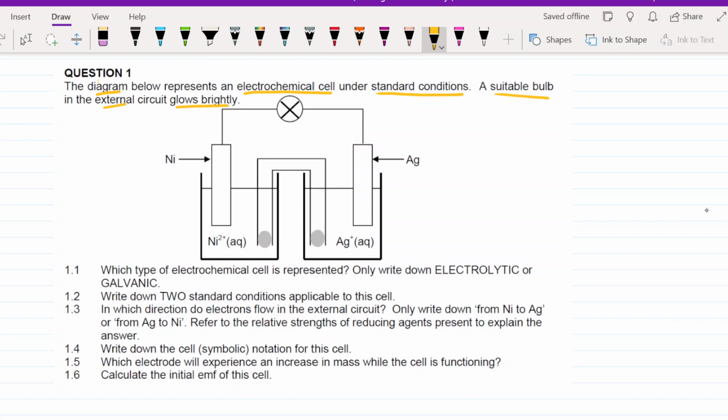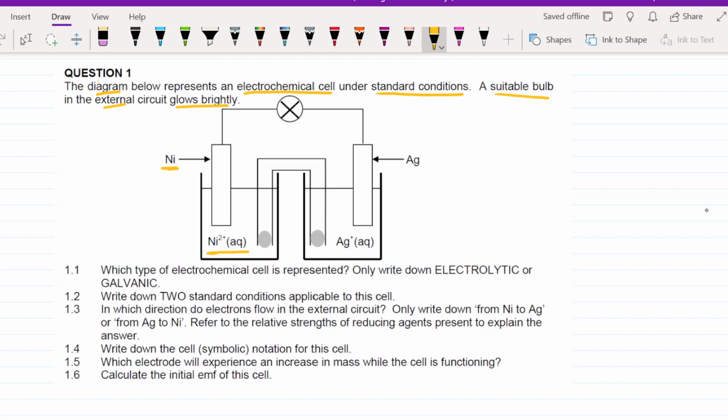If you look at the electrode on the left, we have nickel. Remember, the galvanic cell is made up of two cells, and there is an electrolyte inside the cell. If you look at the one on the left, you have a solution. Now this solution is made up of nickel ions in aqueous solution.